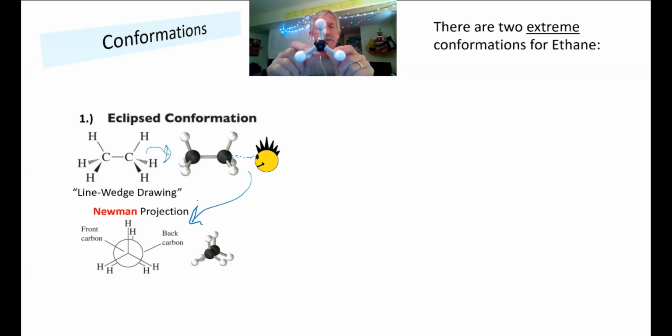Okay? So this is what the Newman projection would look like. I'd have a big circle in the back here with 3 H's coming off, as you can see, and the front carbon has the lines with 3 H's coming off. So this is the highest energy conformation that this molecule can obtain, and we'll talk about why in a second.